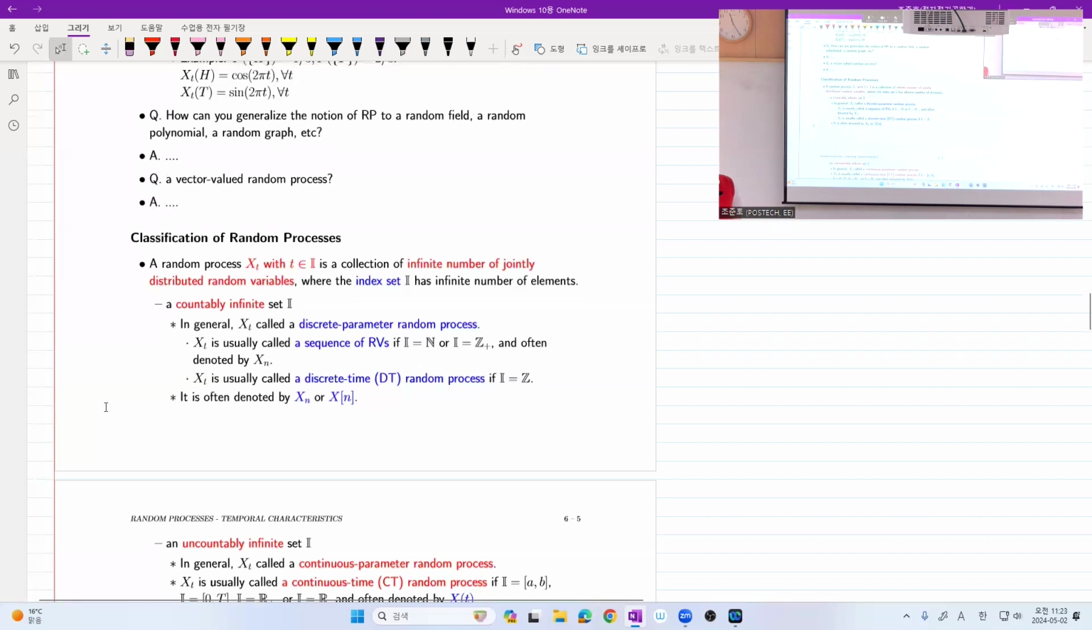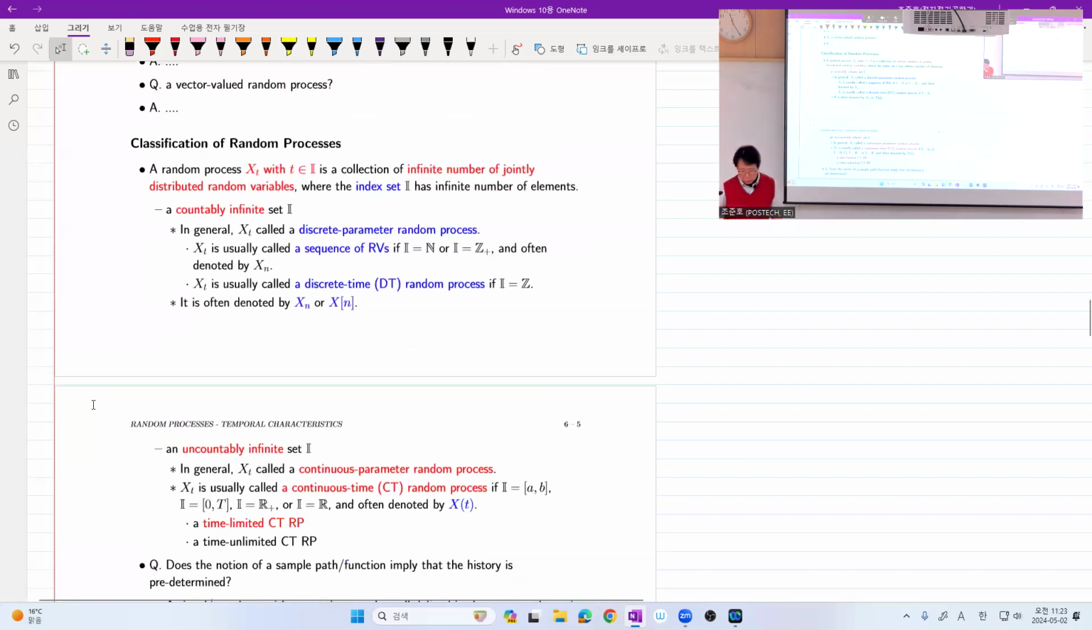So here, if you have an uncountably infinite set for the time parameter, the random process is called a continuous parameter random process, and especially when the parameter means time, it is called a continuous time random process. On the contrary, if this index set is a countably infinite set, then you call this random process a discrete parameter random process. And if the parameter means time, you call it a discrete time random process.